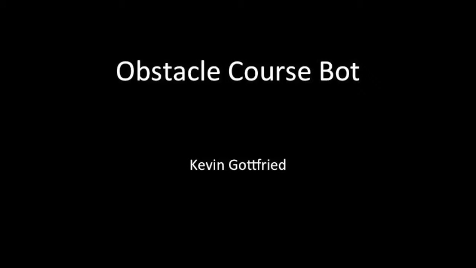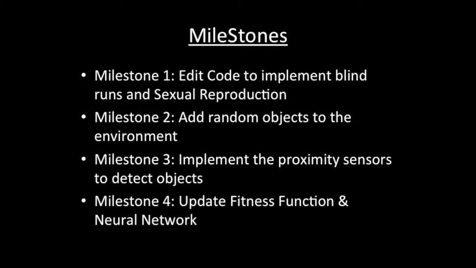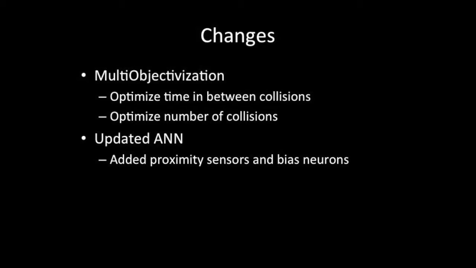The goal of this project was to evolve a robot to visualize the closest object to its body and move towards that object. Some of the milestones implemented in this project include adding blind runs in sexual reproduction, creating randomly varying objects in the environment, using proximity sensors to determine the location of an object and update the fitness function in neural networks to cause the robot to navigate a course.